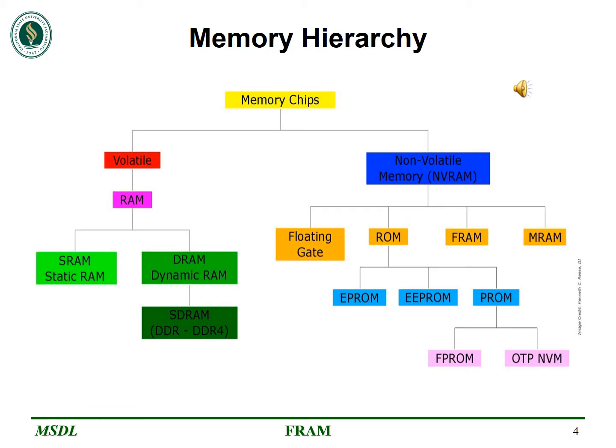This picture shows the basic memory hierarchy. There are two types of memory, volatile memory and non-volatile memory. Volatile memory requires external power to maintain the stored information and retrieve the data, while on the other side, non-volatile memory does not require external power to retrieve the stored information. Static RAM and dynamic RAM fall under volatile memory, while FRAM, MRAM and flash memory come under non-volatile memory.